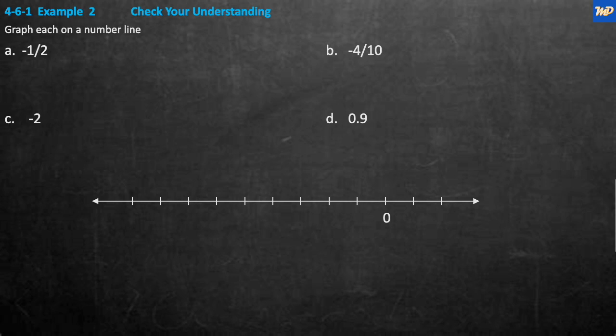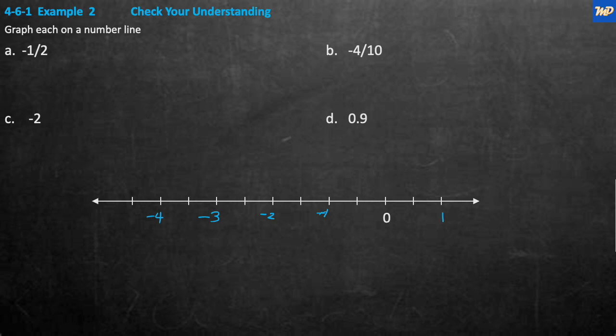So in example 2, check your understanding. They're looking for us to graph each of these numbers on this number line that's provided for us. And it appears that the number line should probably be designated as 1, negative 1, negative 2, negative 3, negative 4. The reason why is because I'm skipping every other one because we have small numbers to put in here. And then this one up here would be 1.